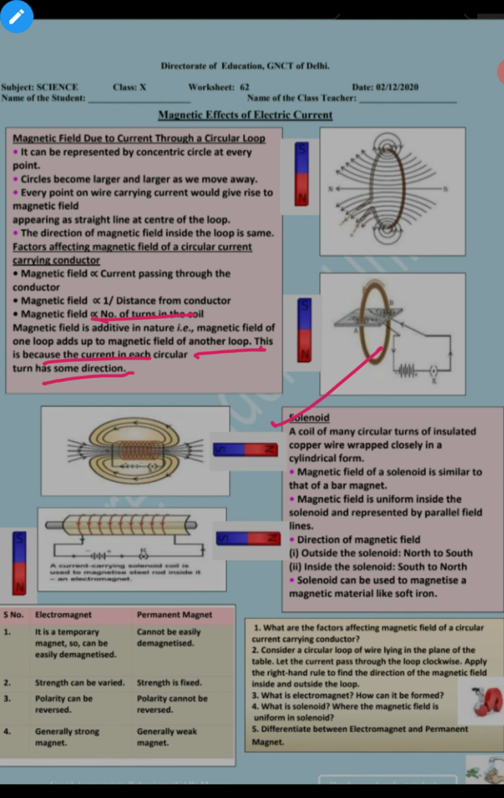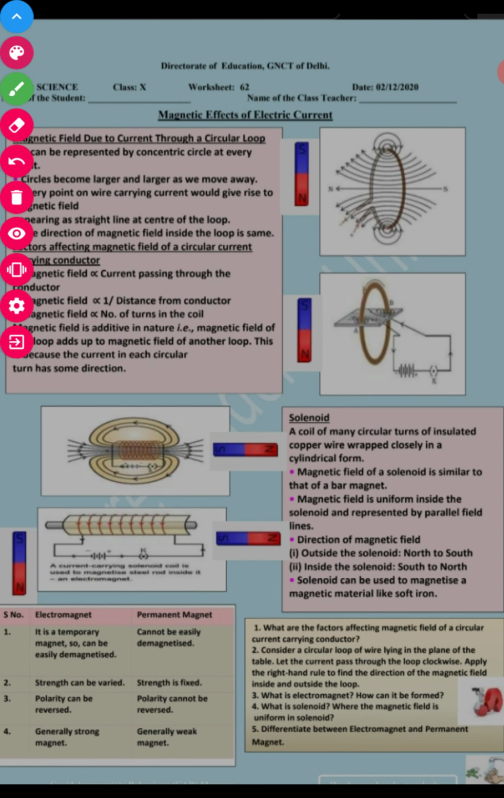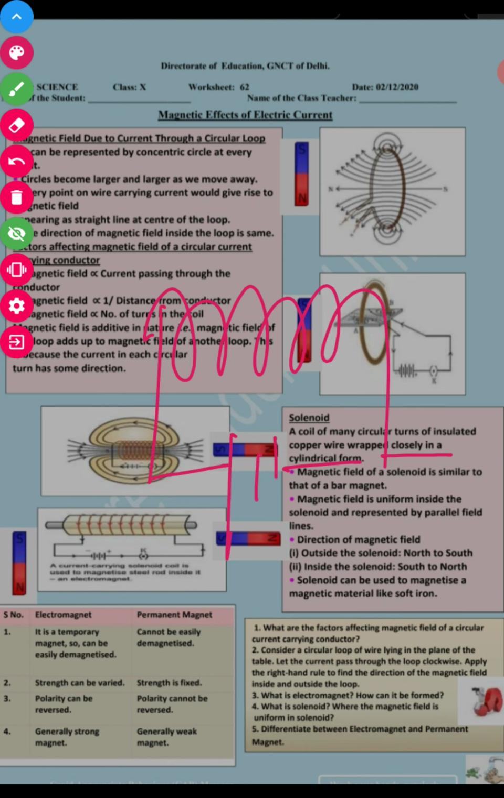Next we have solenoid. A solenoid is a coil of many circular turns, like this. You must have seen a spring; it is in the shape of that spring. A coil of many circular turns of insulated copper wire wrapped closely in a cylindrical form. It is just like this, and it is attached to your battery and key. It is acting as a solenoid.